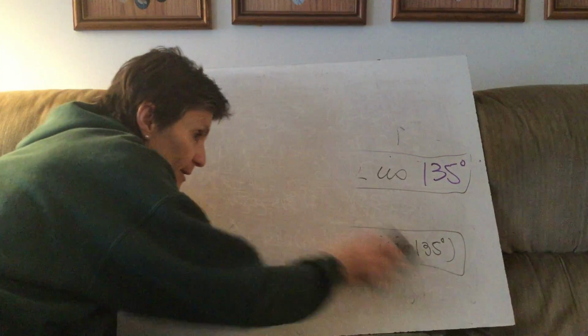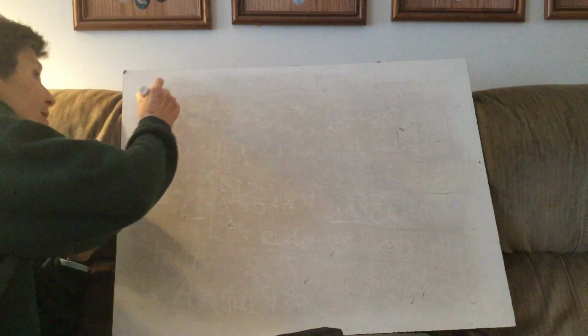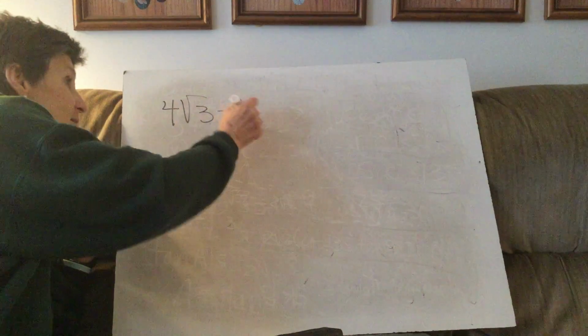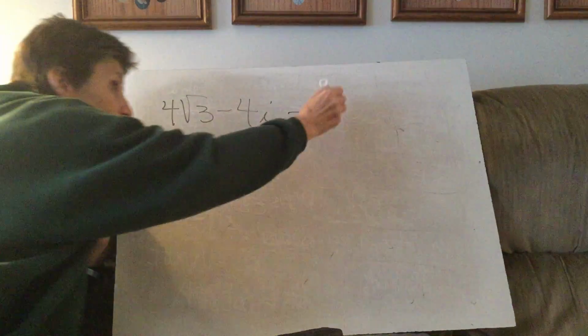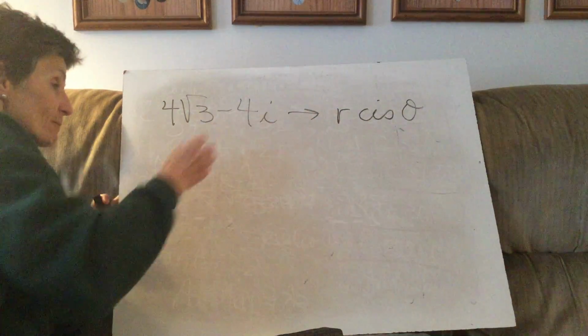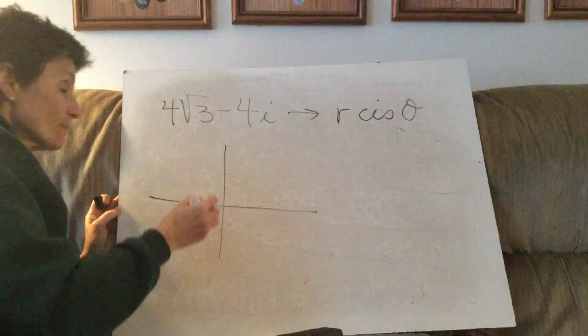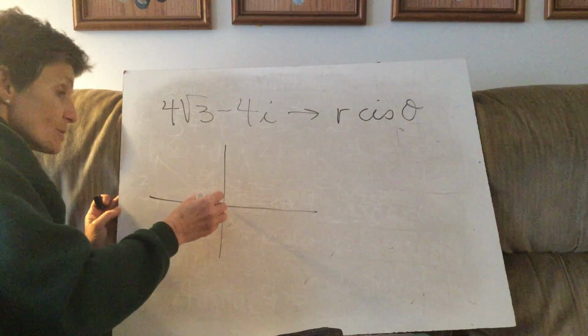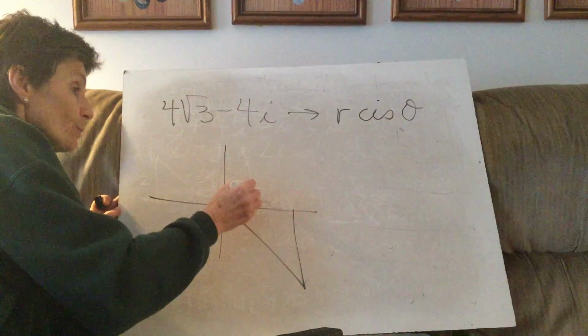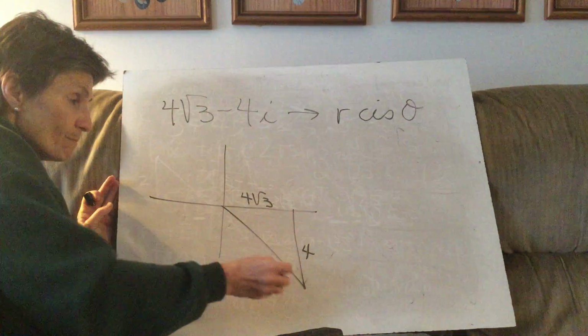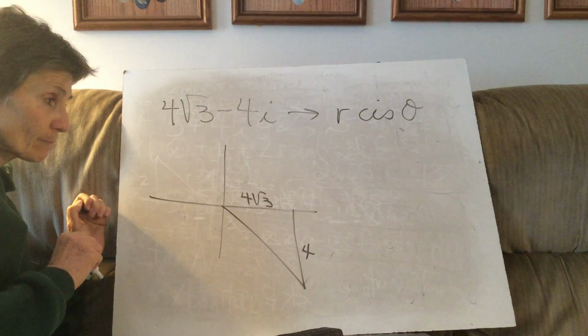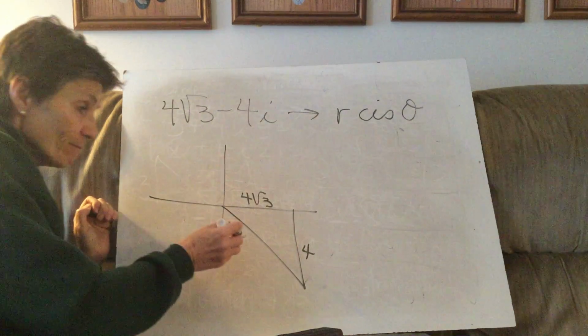Okay, next page, got another example there. So this one says 4 root 3 minus 4i. And we're going to change that. All right, so we have to find our r, and we have to find our theta. So we're going to draw a picture of this. We're going to come over 4 root 3 and down 4. And we're going to find our r.